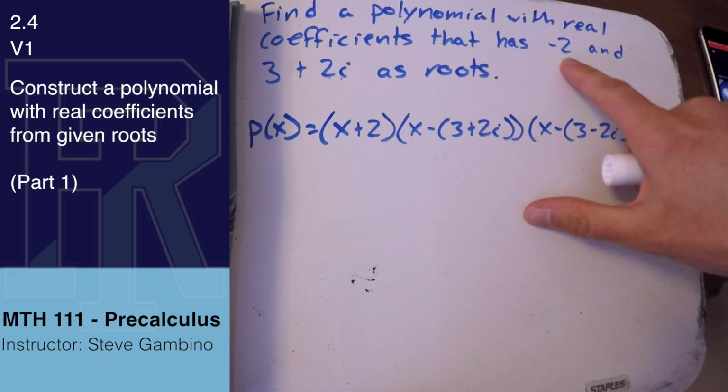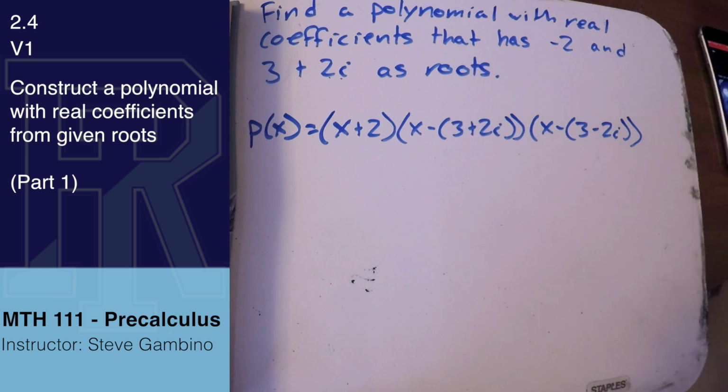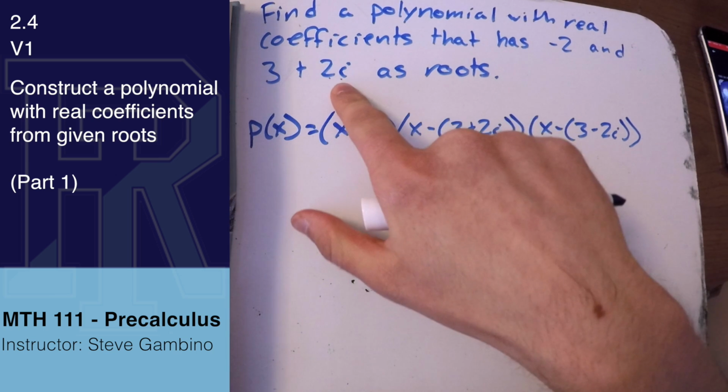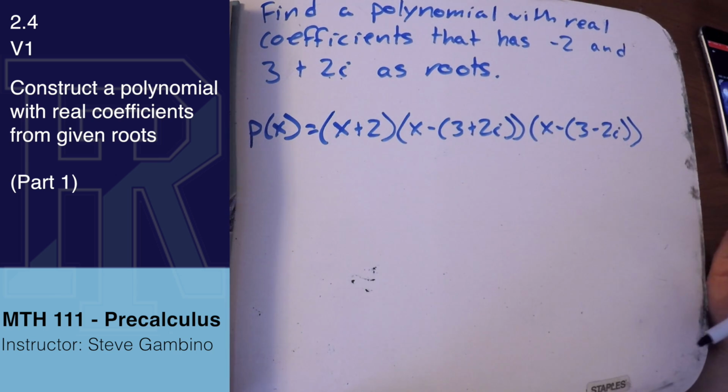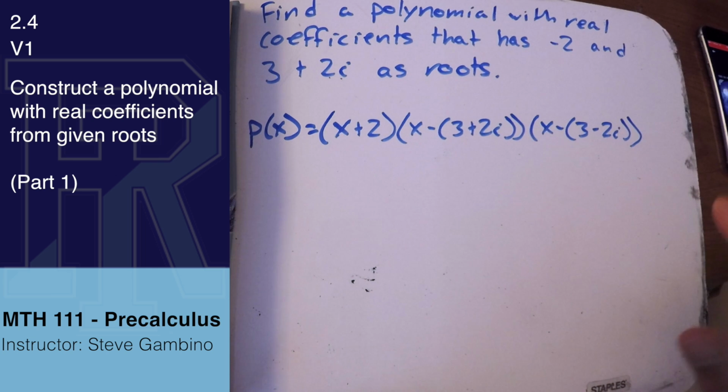But this is the main idea here for problems like this. Number one, the roots correspond with the factors. So if -2 is a root, then x minus -2 is going to be a factor. And number two, if we have 3 plus 2i as a root, we also have 3 minus 2i. Okay, so all we have left to do would be to multiply this out, but we'll talk about that in another example.